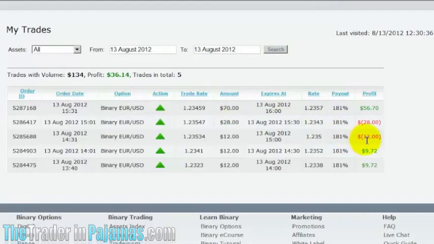Now, I can already hear you saying, $36.14 in 3 hours is only $12 an hour, which is less than I make working at my day job. But, and here's the fun part, what would you say if I added another 0 for each of the trades? Make the $28 trade a $280 trade, and the $70 trade a $700 trade.